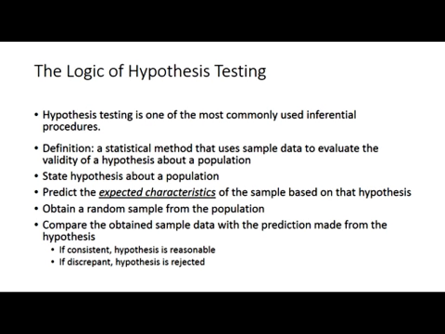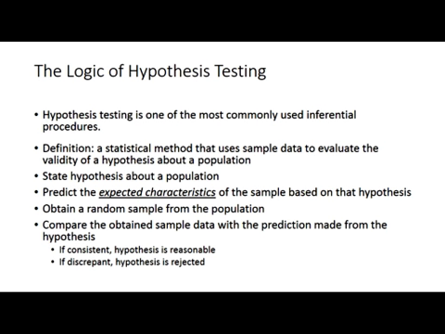As we've noted in previous modules, the whole purpose of inferential statistics is to help us make inferences about a population, because it's impractical and impossible in many cases for us to collect data from every single person within a population. Therefore, we use hypothesis testing to make those inferences. So we use sample data to evaluate the validity of a hypothesis about a population.